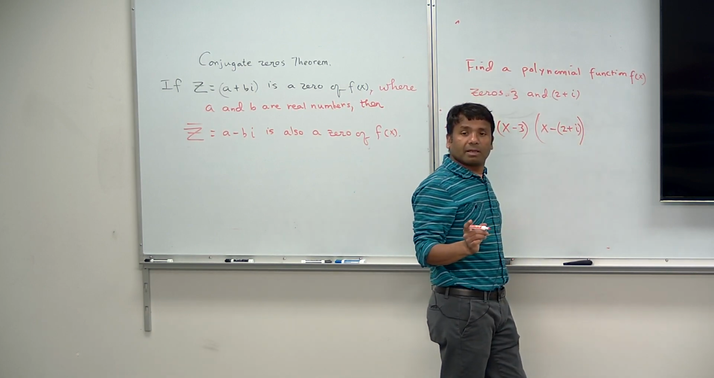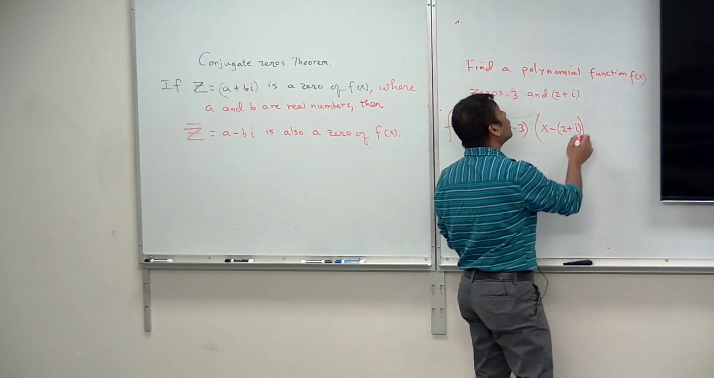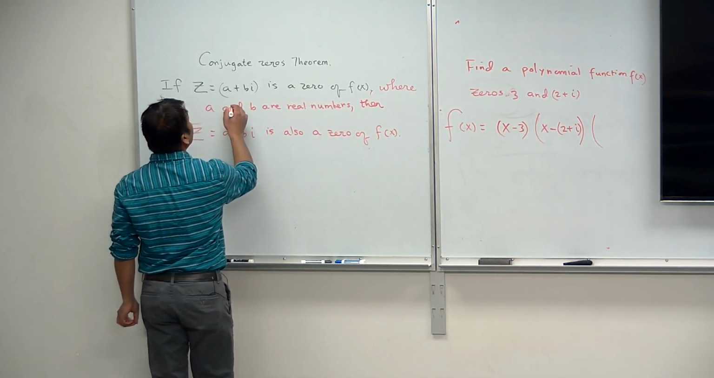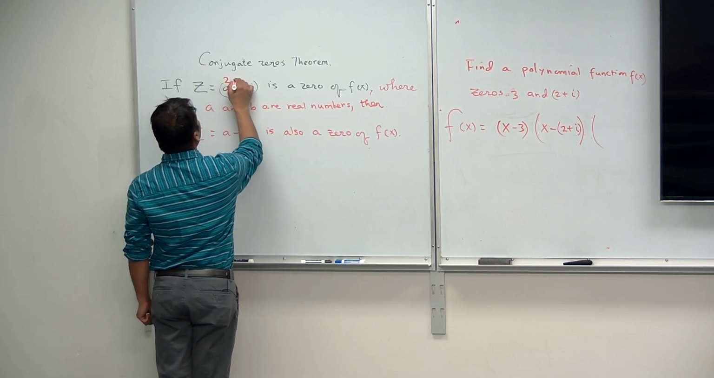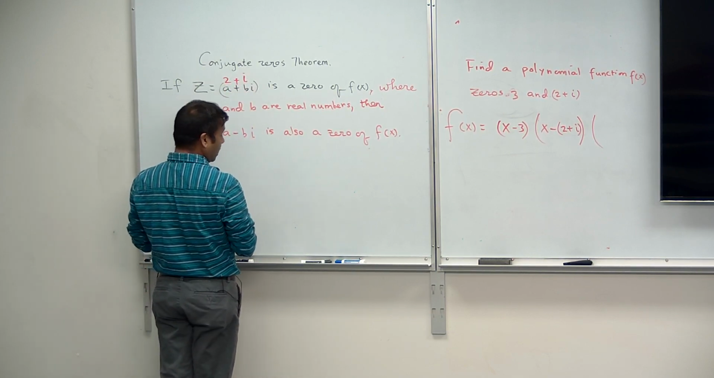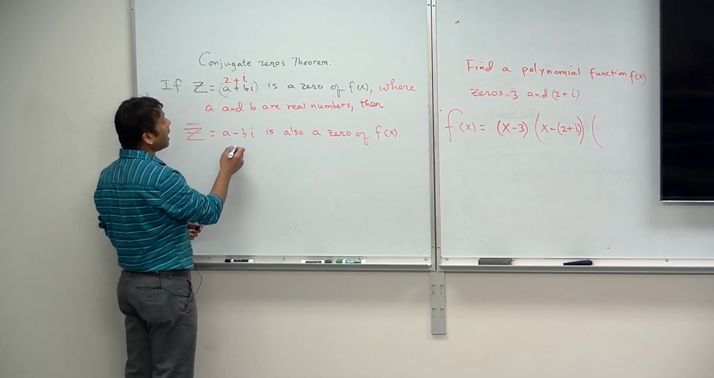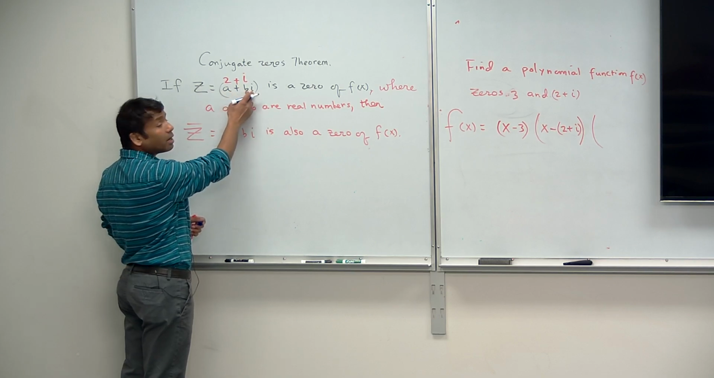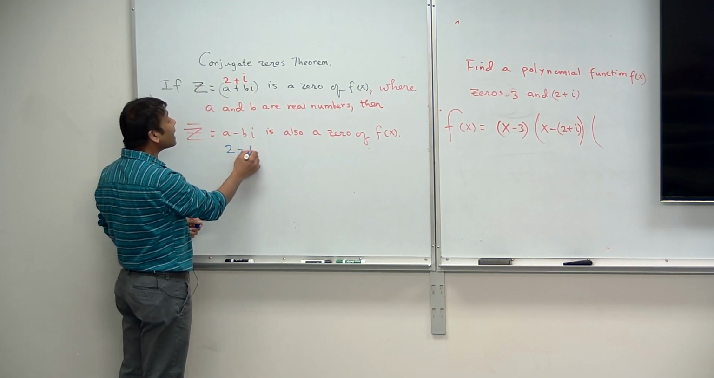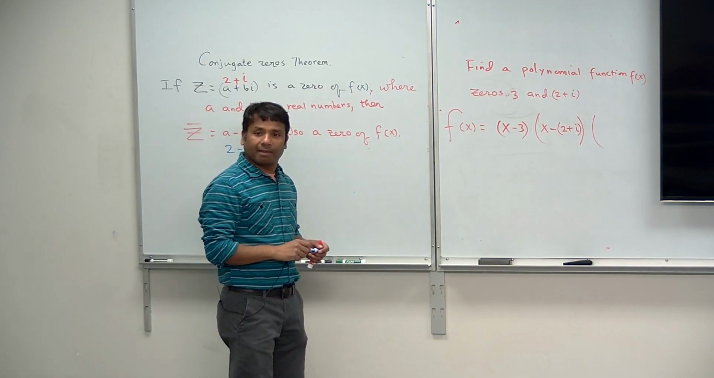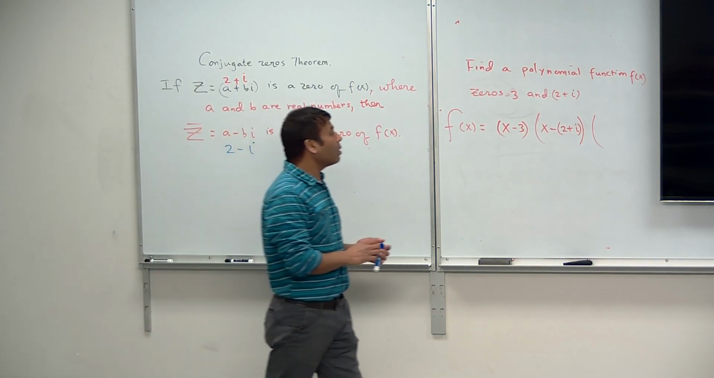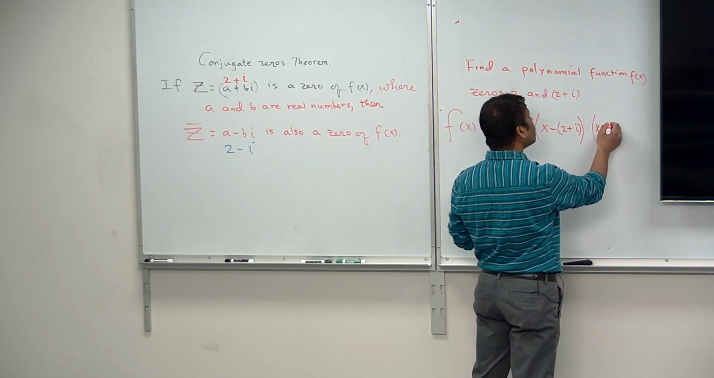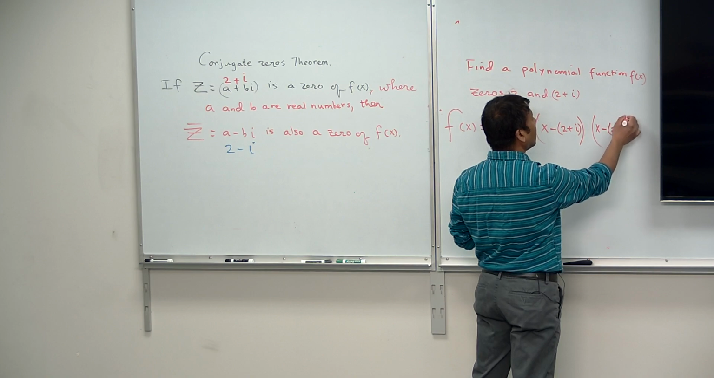That makes sense? And then, you know the conjugate zeros theorem. It tells you, hey, if 2 plus i is a zero, then its conjugate is also a zero. So what will be the conjugate of 2 plus i? 2 minus i is also a zero, right? So if 2 minus i is a zero, then what will be the factor? x minus (2 minus i). Are you guys with me?